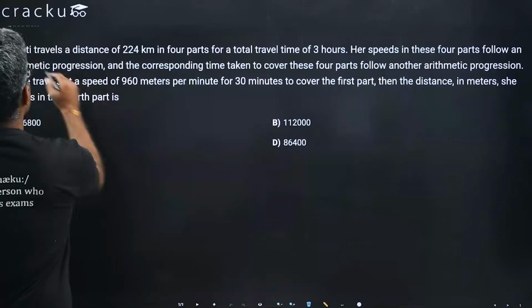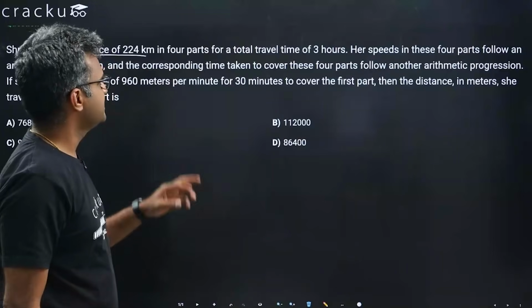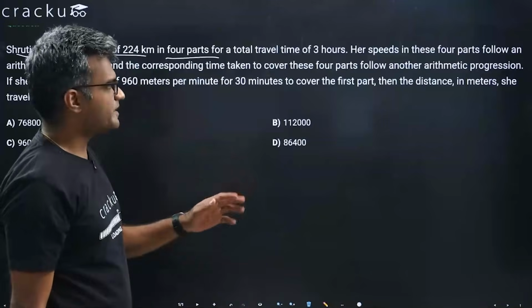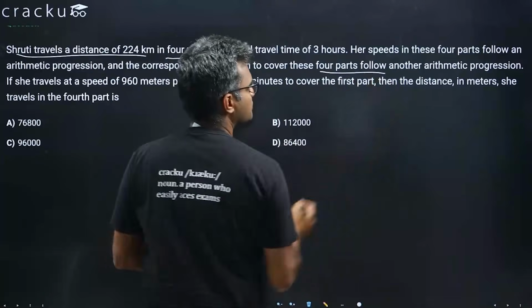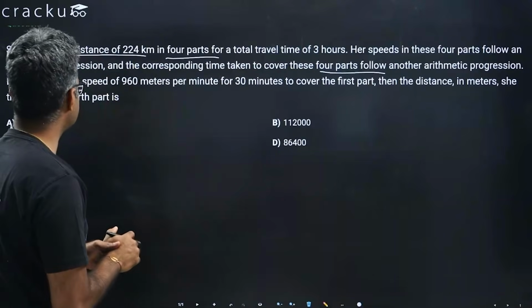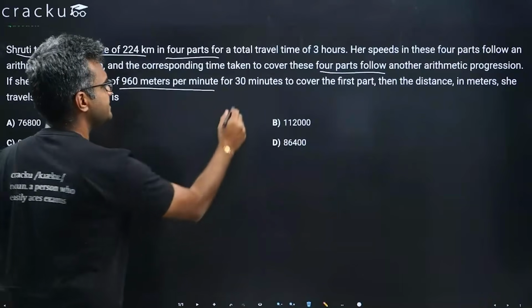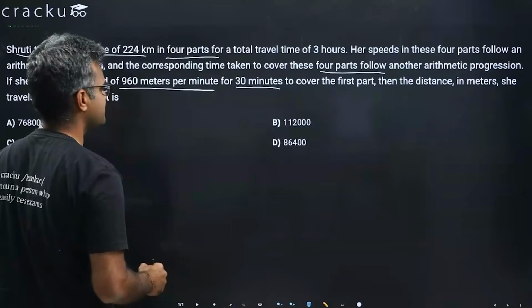In this question, we are told that Shruti travels 224 kilometers in 3 hours in 4 parts. Her speeds in the 4 parts follow an arithmetic progression. The corresponding times also follow an arithmetic progression in each of these 4 parts. At the start, she travels at 960 meters per minute and she travels for 30 minutes to cover the first part. Then the distance in meters that she travels in the 4th part is?